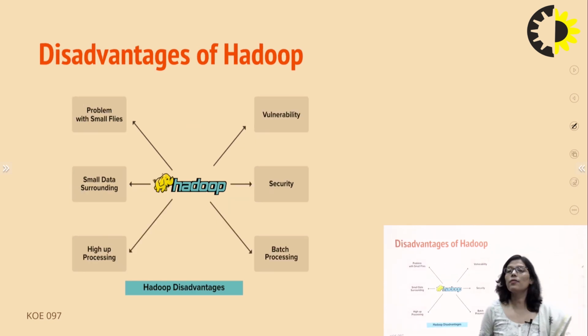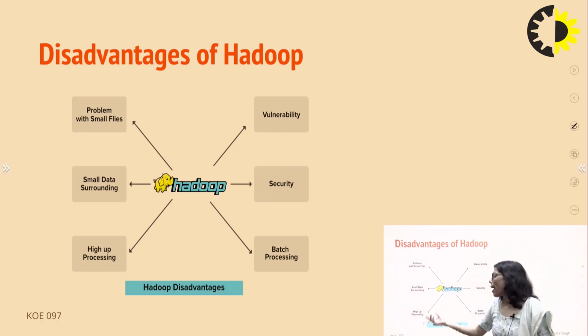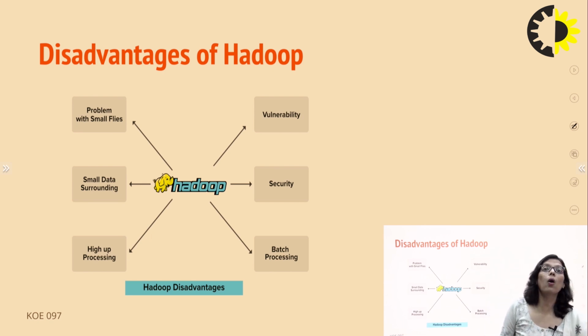Disadvantages. The major disadvantage of Hadoop is that it is very difficult to access data of small size. In Hadoop, we are dividing the data in the form of blocks, and the minimum size of a block is 128 MB. If my file size is less than 128 MB, I won't be able to use Hadoop. So that's the problem of small data files. Small data handling, as well as high processing, are all difficult to do on small data files.